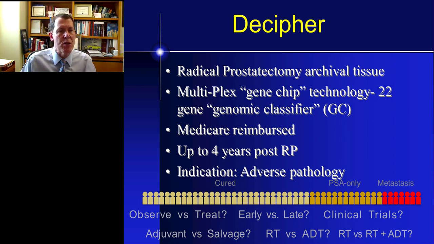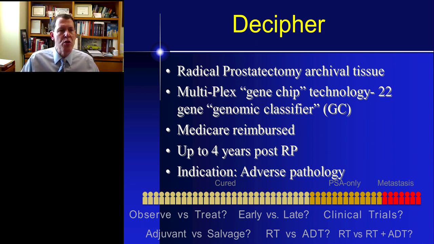on Medicare patients up to 4 years post-radical prostatectomy, and the indication for the test is adverse pathology, meaning the patient on surgical pathology would have positive surgical margins or extracapsular extension or seminal vesicle invasion or having adverse pathology. Now, if the patient has early stage organ-confined disease, and does not have any adverse pathology, the test is not indicated and not covered by Medicare.